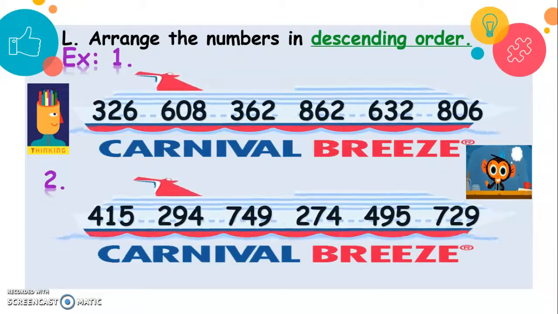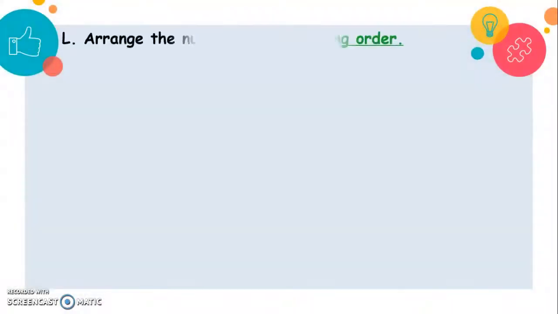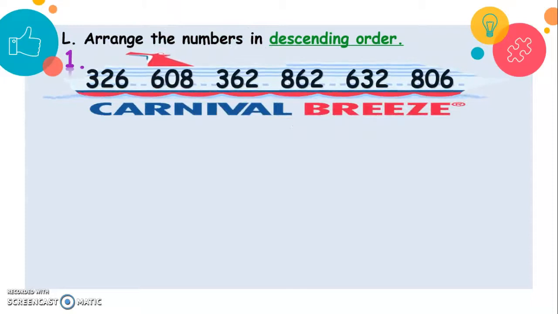If you are now ready, you can see if you got the answers right. So again, we're doing letter L. This time, you have to arrange the numbers in descending order. What does descending order mean? Let's see the correct answers for number 1.